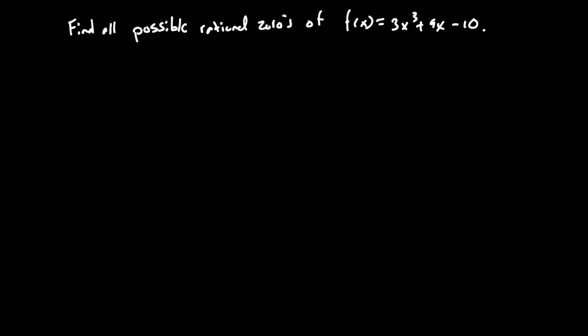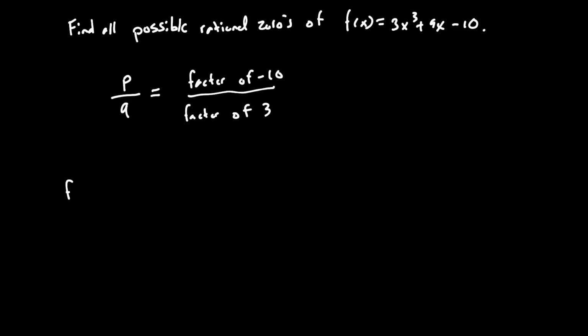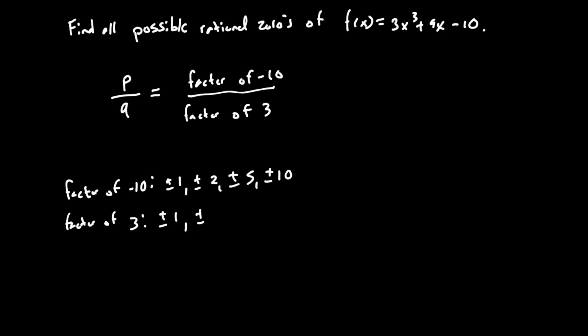So all possible rational zeros of a given polynomial are going to be of the form p divided by q, where p is a factor of negative 10 and q is a factor of 3. So the factors of negative 10 are given by plus or minus 1, plus or minus 2, plus or minus 5, and plus or minus 10. The factors of 3 are plus or minus 1 or plus or minus 3.